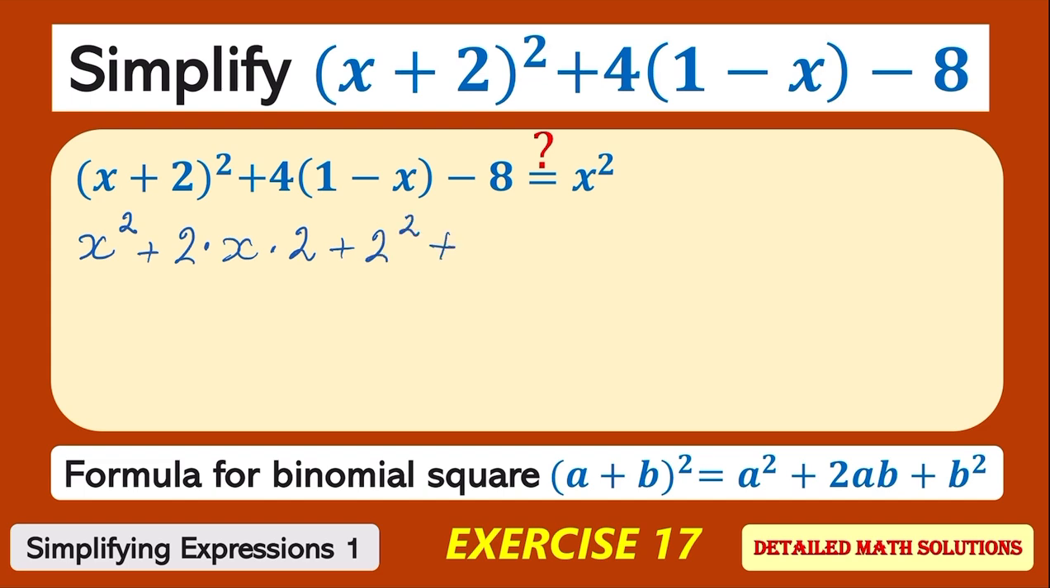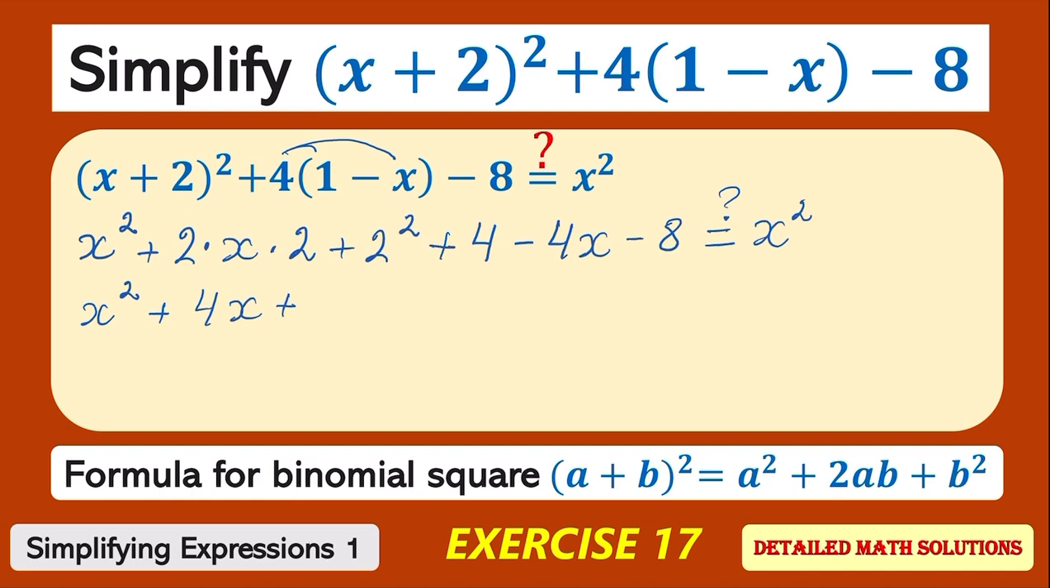Next, I need to open parentheses and multiply 4 by 1 and then by negative x. When I do that, I get plus 4 minus 4x. And then I need to simply rewrite minus 8. And this whole expression, I'm going to see if it equals x squared. When I simplify further, this equals x squared plus 4x plus 4 plus 4 minus 4x minus 8. Again, I need to see if it equals x squared.